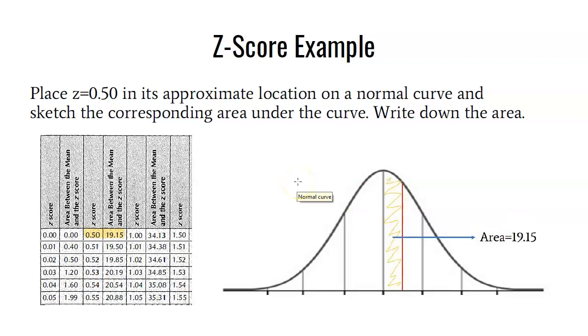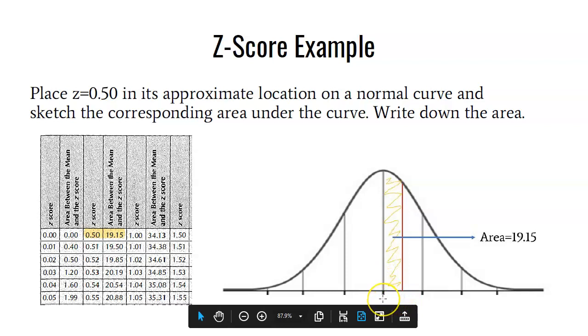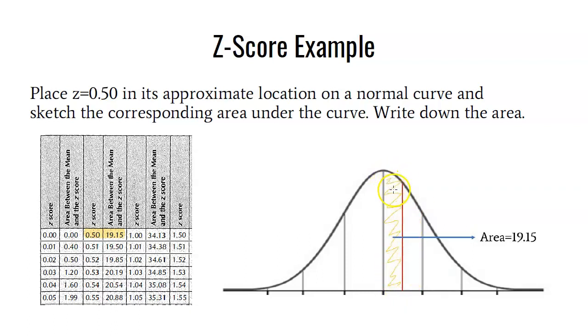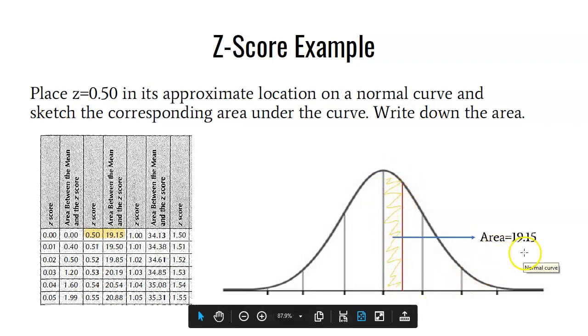Okay, so those were whole numbers, but the great thing about table B1 is that we can find area under the curve for any number. So if we wanted to place z equals 0.50 in its approximate location on a normal curve and sketch the corresponding area under the curve, that's going to look like this. This is 0 standard deviations away from the mean, because this is the mean. This is 1. So here at this red line, this is about 0.5. This is a z-score of 0.5, and that's what we're looking for. Remember, this is the area between the mean and the z-score, so this yellow is the area underneath.